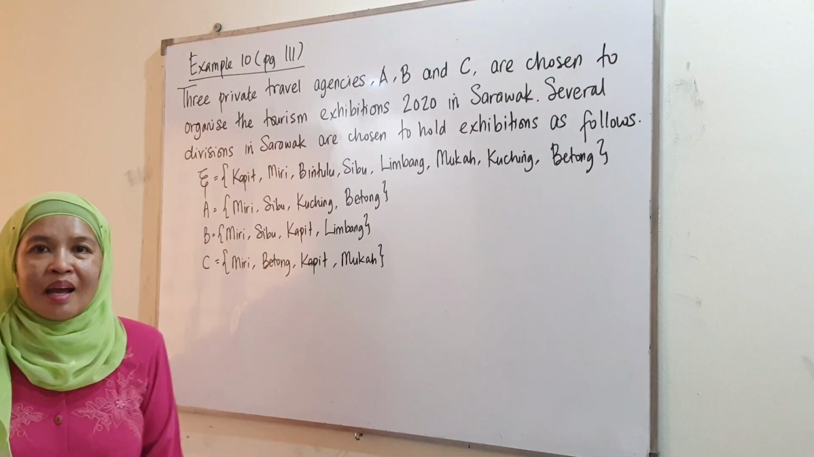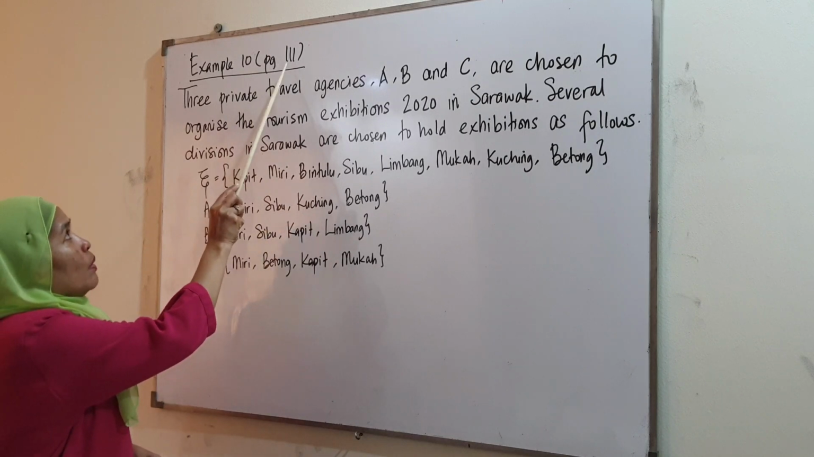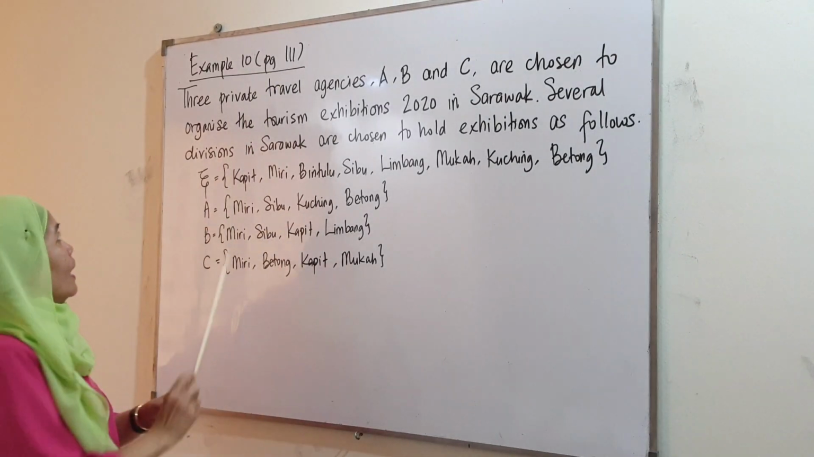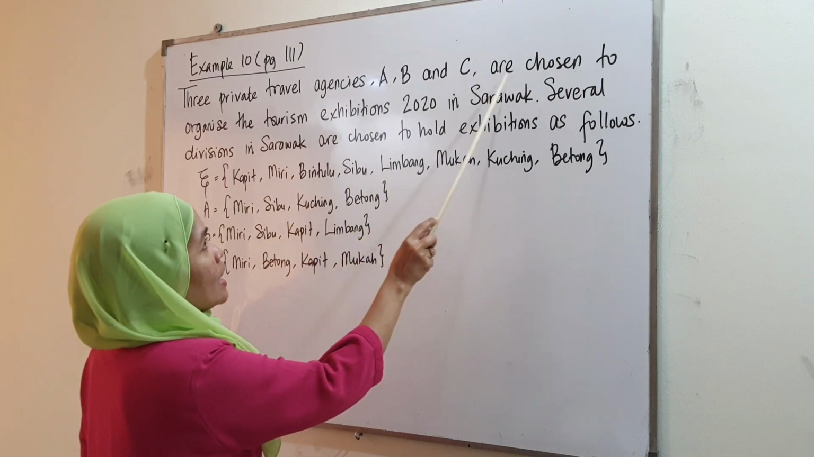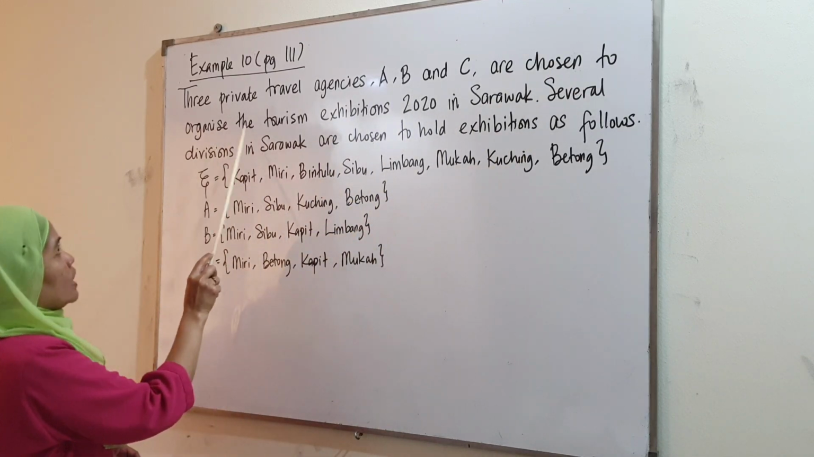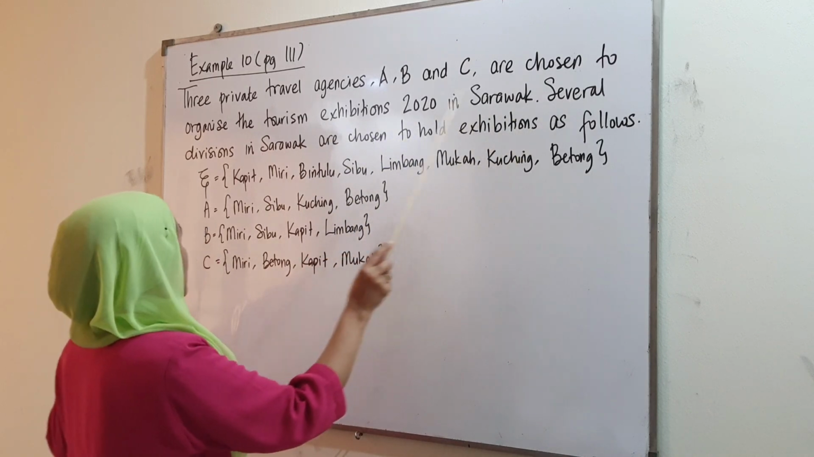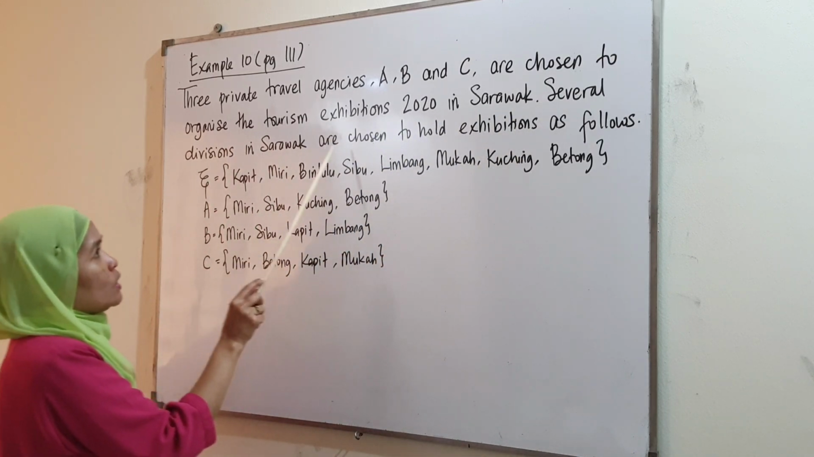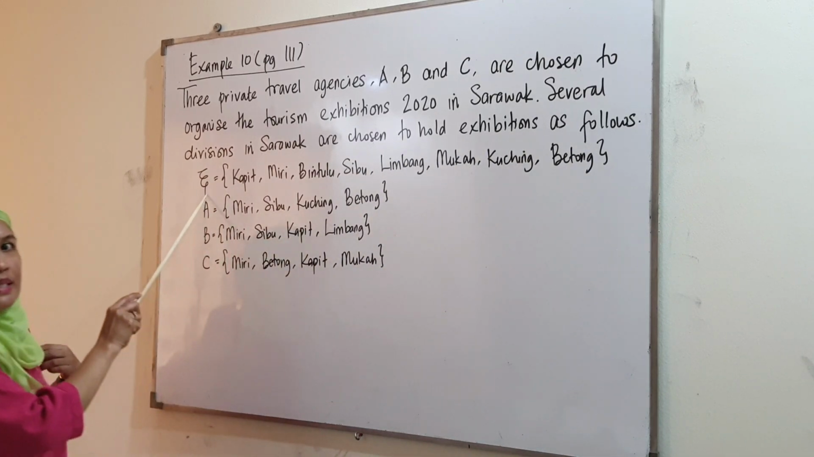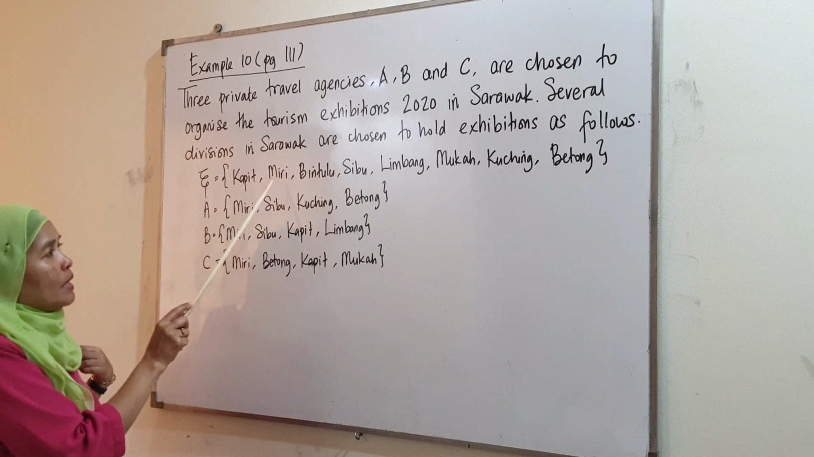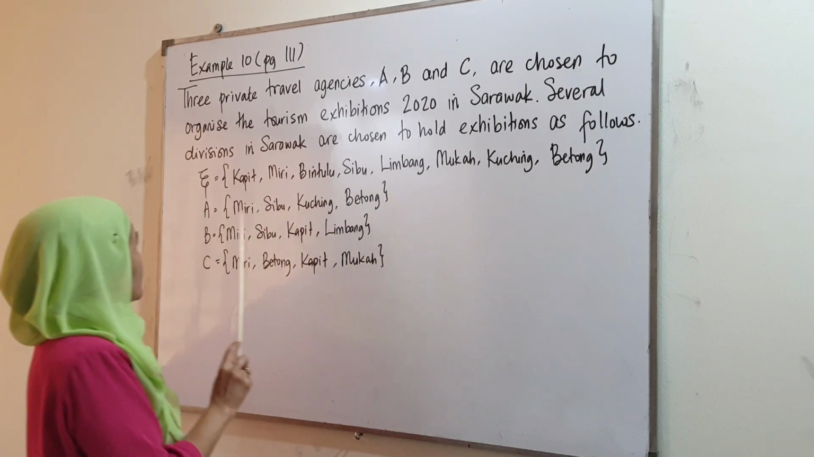Okay, we continue with Example 10, page 111. Three private travel agencies A, B, and C are chosen to organize the tourism exhibition 2020 in Sarawak. Several divisions in Sarawak are chosen to hold exhibitions as follows. Universal set: Kapit, Miri, Bintulu, Sibu, Limbang, Mukah, Kuching, Betong.